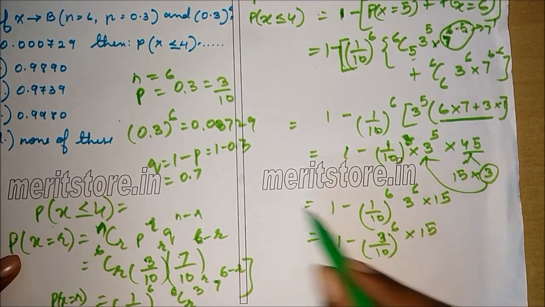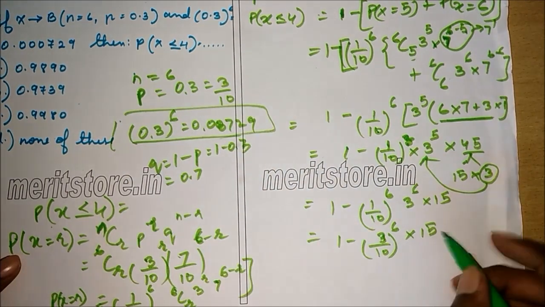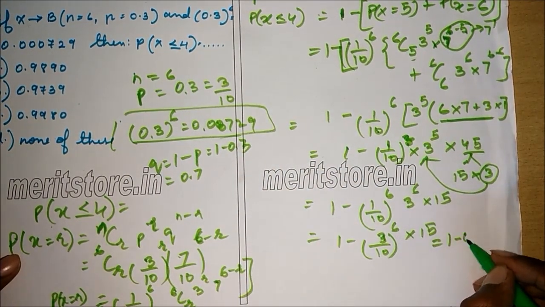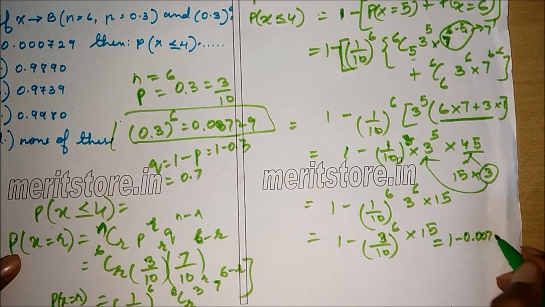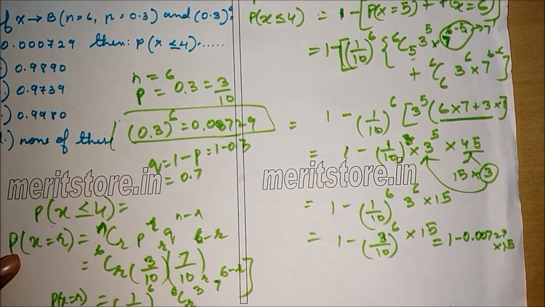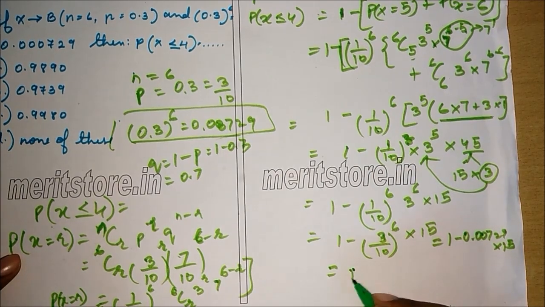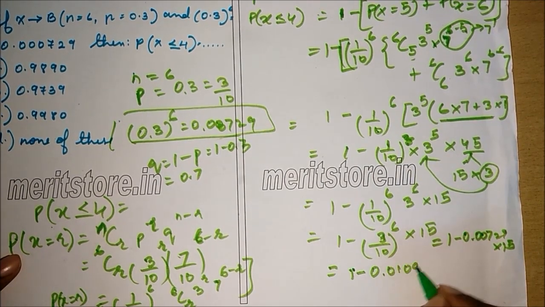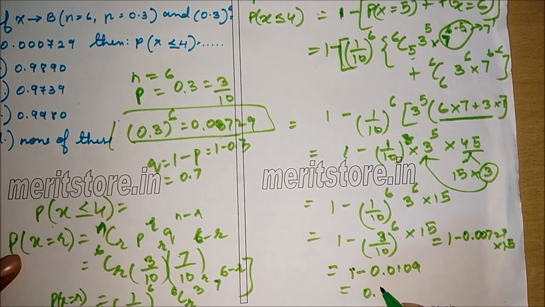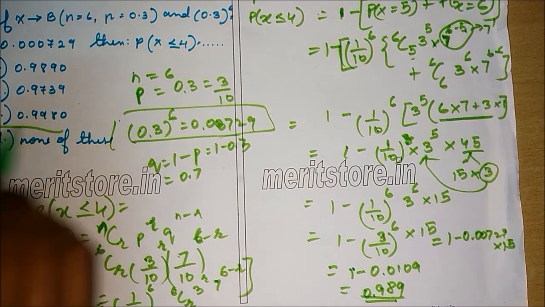Now we have 3 by 10 raised to 6, which is given. So this is equal to 1 minus 0.000729 into 15. So this is equal to 1 minus 0.0109 approximately, which is equal to 0.989, which is option C.